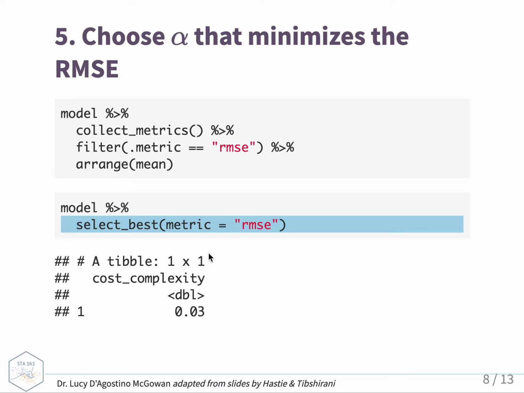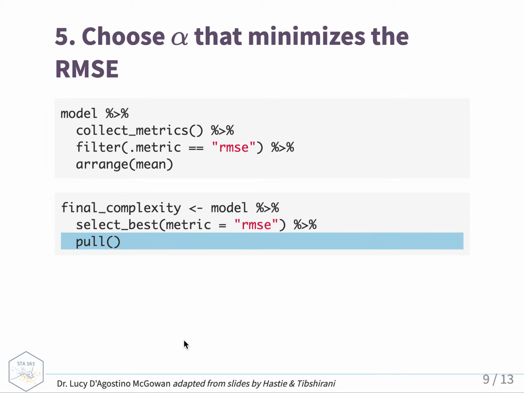There's actually an easier way to do this using tidymodels. There's a function called select_best. Instead of having to do these three lines, you can just pipe your model into select_best. If you tell it what metric to use, it'll pick the best value. In this case, it's going to pick the cost complexity that's associated with the best root mean squared error. And so it picked 0.03 for us.